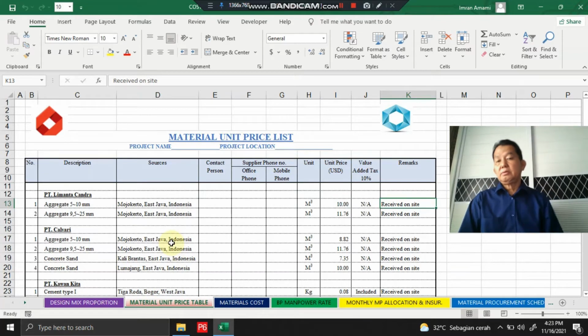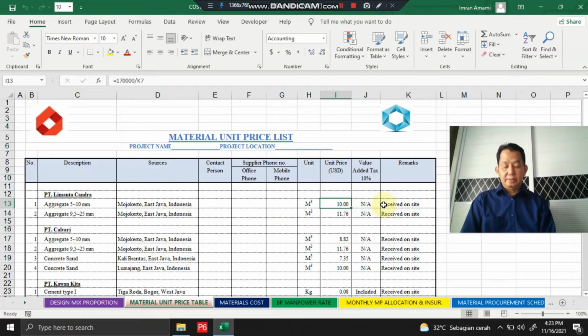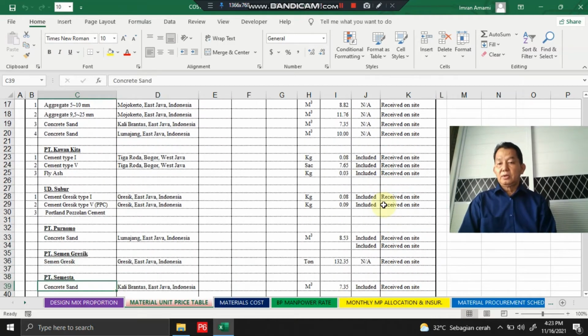And then we have some competitive prices offered by our supplier supporting this project, on the condition of receive on site. Yes, this is an on-site basis cost. We found here the unit price for the aggregate as seen on the screen here, and for the other concrete raw materials: aggregate, cement, and concrete sand.